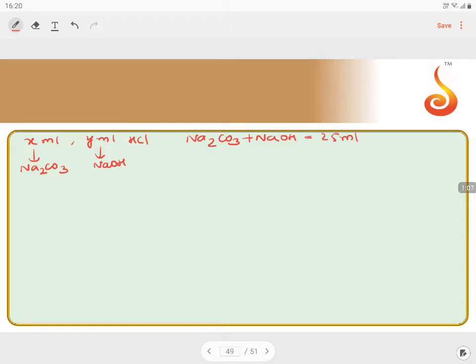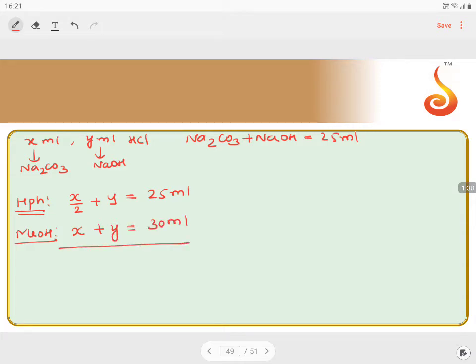With phenolphthalein indicator, the composition will be X by 2 plus Y. This is the total volume utilized for complete neutralization, which is given as 25 ml. With methyl orange indicator, Na2CO3 undergoes complete two-step neutralization, so X plus Y is 30 ml, as observed.